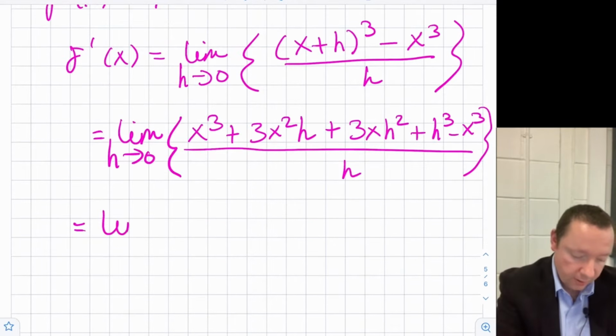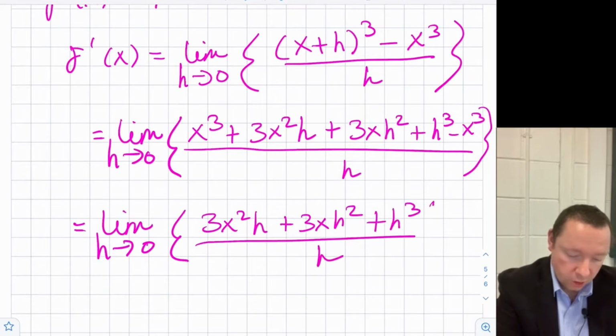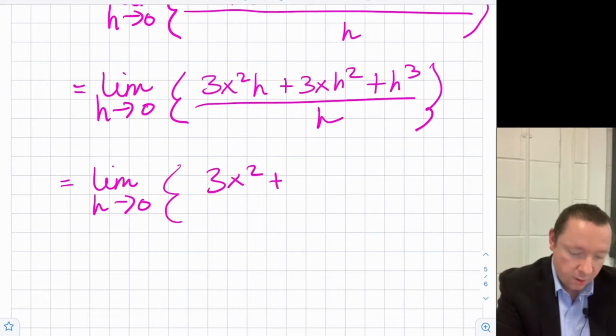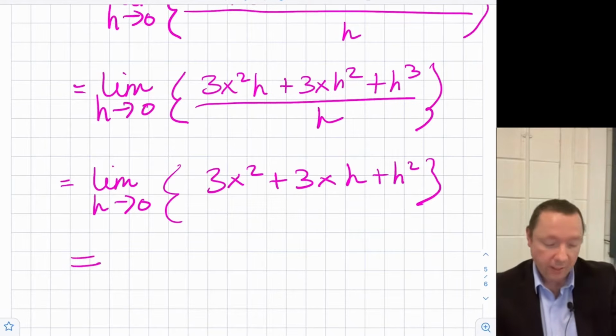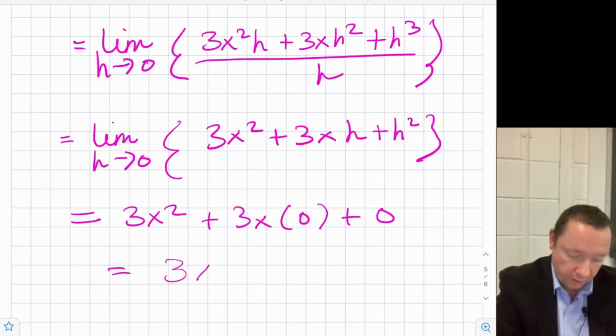So that is the limit as h goes to 0 of, the x cubes cancel, so we've got 3x squared h plus 3xh squared plus h cubed all over h. We can now divide through by the h to get 3x squared plus 3xh plus h squared. Now there's no fraction, so as h goes to 0, that equals 3x squared plus 3x times nothing plus nothing, which just equals 3x squared.